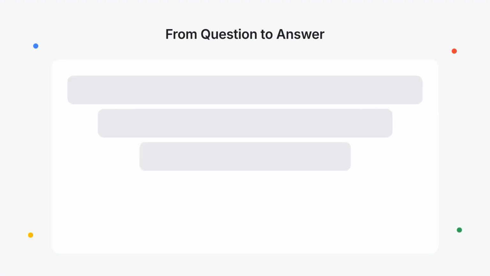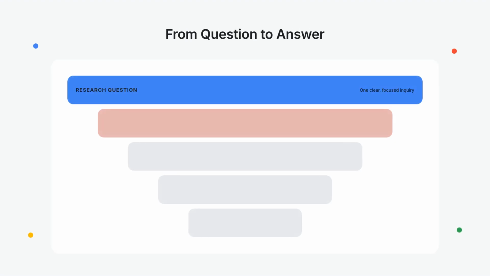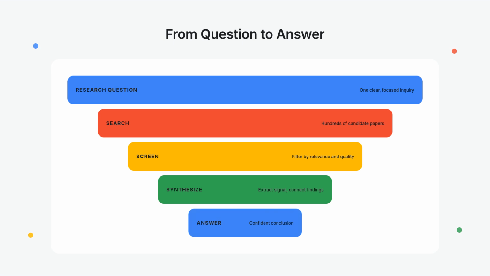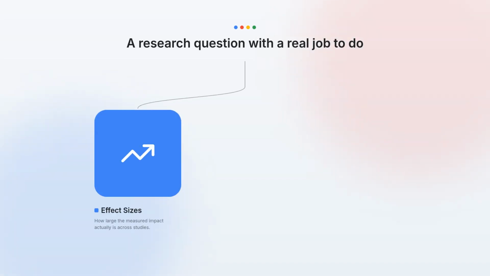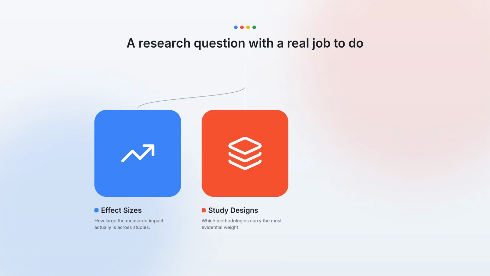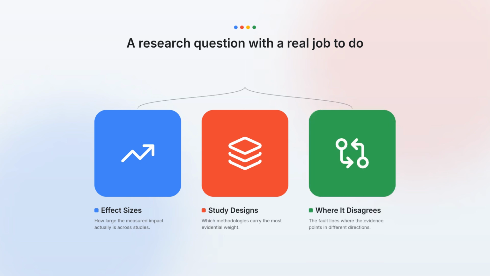As a researcher, you know each literature review begins with a clear research question. Soon you're sifting through countless papers, unsure how to find a quick answer without taking shortcuts. What makes this different is the question itself. You're not asking for a broad recap. You're asking how large the effects are, which study designs carry the most weight, and where the evidence disagrees. That gives deep research a real job to do.